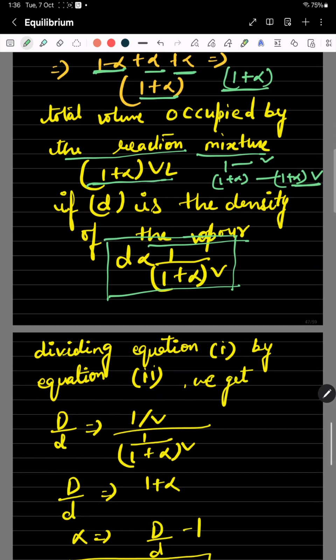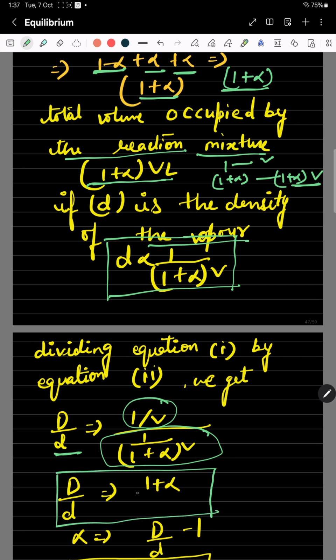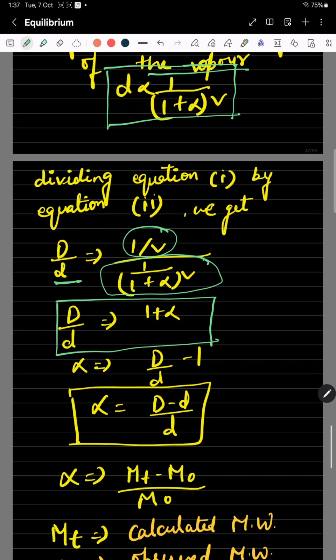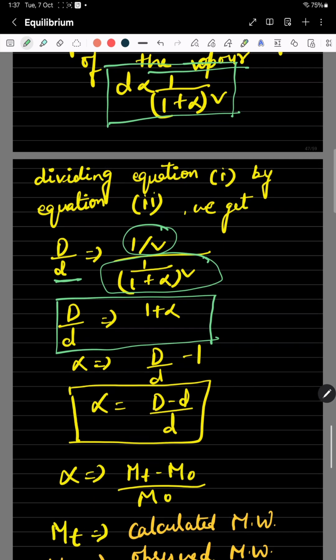Dividing equation 1 by 2, capital D by small d equals 1/V divided by 1/(1 plus alpha) V. Capital D upon small d becomes equal to 1 plus alpha. Now the alpha value can be calculated as capital D minus small d upon d, where capital D is the vapor density before dissociation and small d is the vapor density after dissociation.